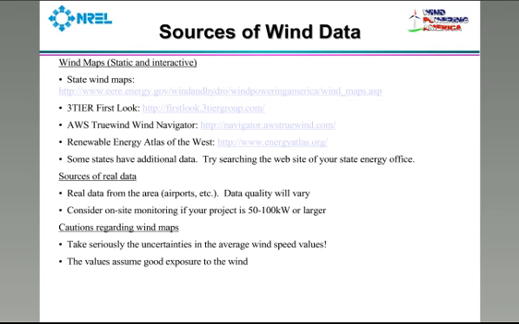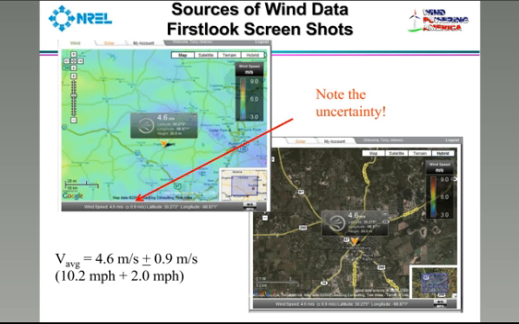Sources of wind data. This slide gives some sources. The source of wind data and information available on the web is much better than even what was available a couple years ago. So it's really exciting to me. You might be able to get some real data from nearby. And then take seriously the uncertainties in the average wind speed values. Often there's a fair amount of slop there. And remember, those values assume good exposure to the wind. They typically do not apply to the space between your garage and your house.